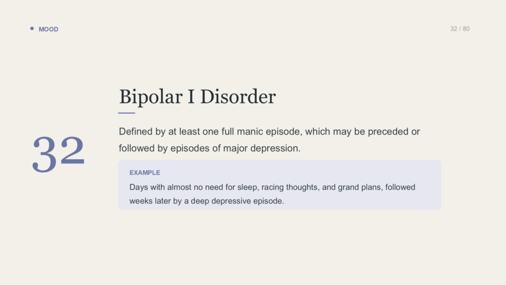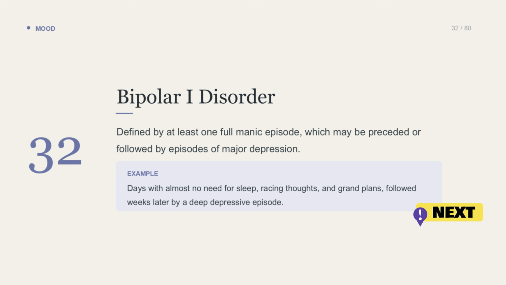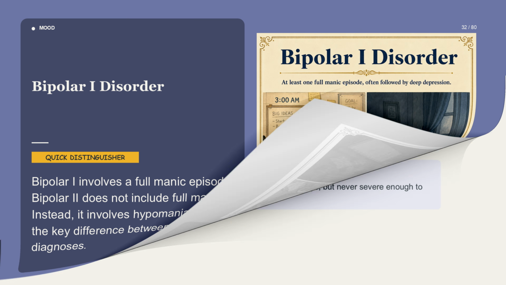32. Bipolar I disorder. Bipolar I disorder is defined by at least one full manic episode, which may be preceded or followed by episodes of major depression. For example, someone with bipolar 1 might go days with almost no need for sleep, racing thoughts, and grand plans, followed weeks later by a deep depressive episode.